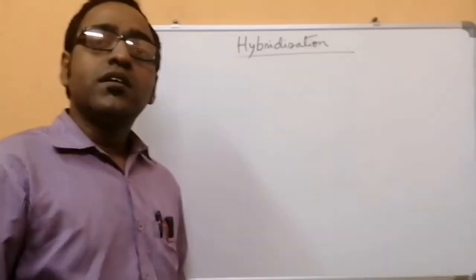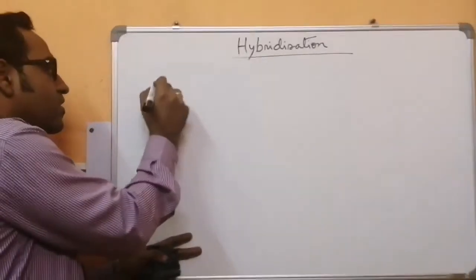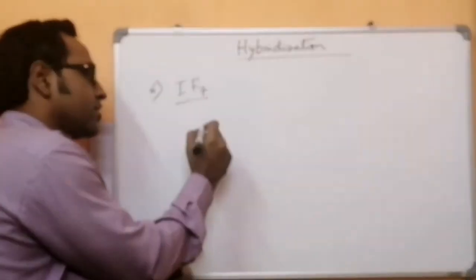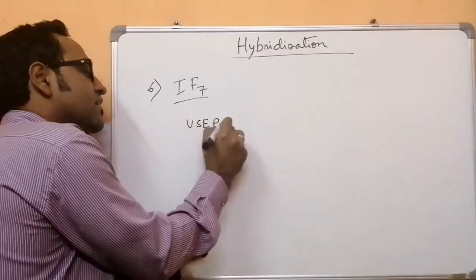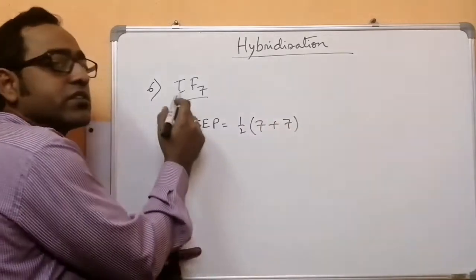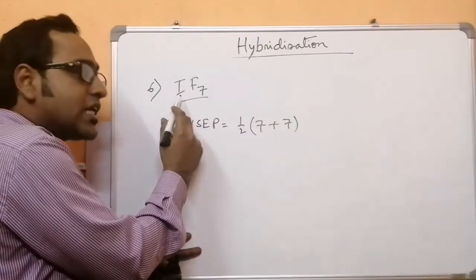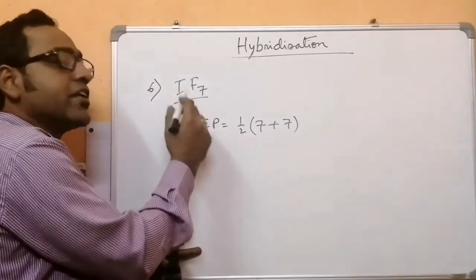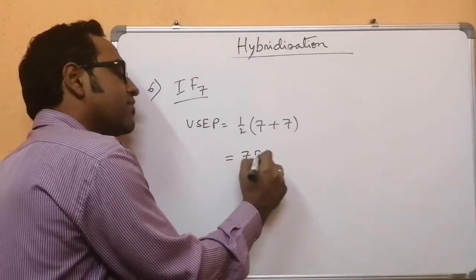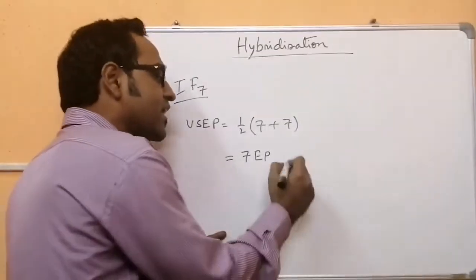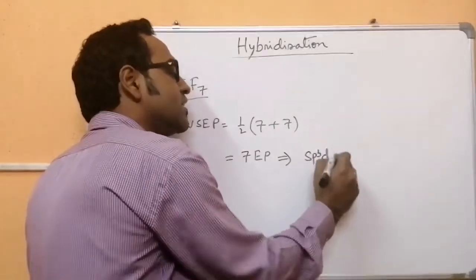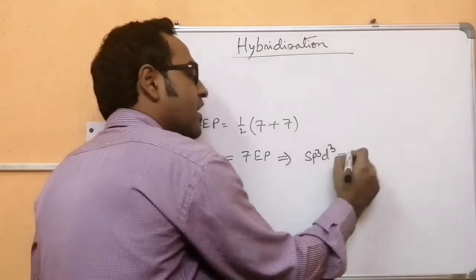Next, move to our sixth example, IF7. Now VSEPR is half of 7 plus 7, because iodine contains 7 valence electrons, because iodine belongs to the halogen family. So it gives 7 electron pairs. Now these 7 electron pairs can be accommodated in 7 orbitals, that is sp3d3 hybridization.